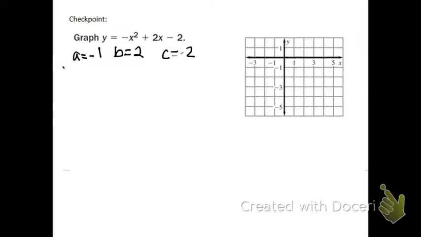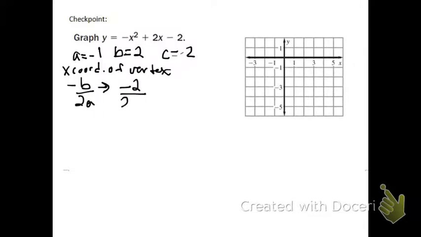So if I want to get the x coordinate of the vertex, I have to calculate negative b over twice a, which in this problem is going to be the opposite of 2 over 2 times the a value, negative 1. That's going to be negative 2 over negative 2, which turns out to be just positive 1. So right now, I know my vertex is at 1 comma something.